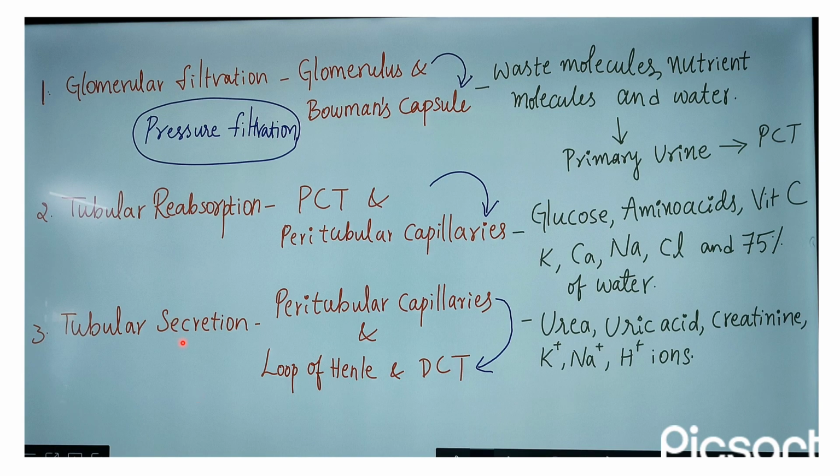So in the tubular secretion, what exactly are the materials traveling from the peritubular capillaries into the loop of Henle and DCT? They are urea, uric acid, creatinine, potassium ions, sodium ions, and H+ ions. All these are not useful for the body, rather they are very toxic to the body. That's why we need to eliminate them from the blood. So from the blood of peritubular capillaries, all these things will go back into the urine present in the loop of Henle and DCT.